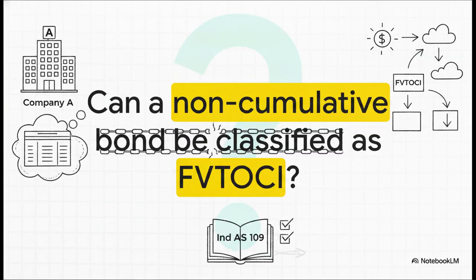So, imagine stepping into the waiting room. Our patient today, Company A, has a pretty massive diagnostic question on their hands. Can they classify their investment in a non-cumulative bond under fair value through other comprehensive income, or FVTOCI? This classification has huge implications for exactly how their balance sheet and income statements are going to look, so getting this diagnosis right is literally a game changer for them.